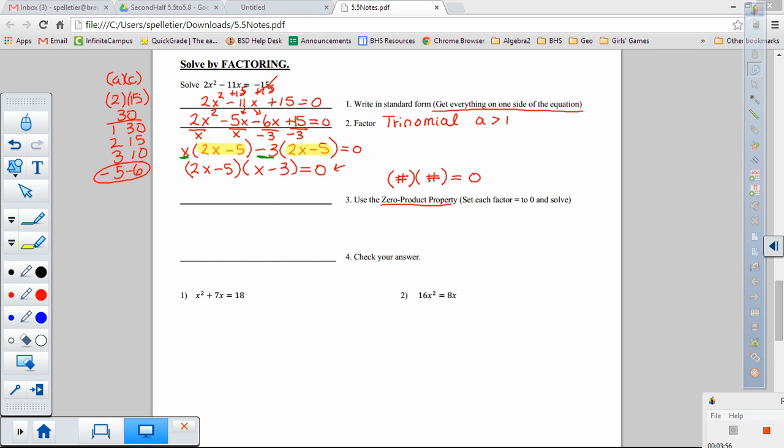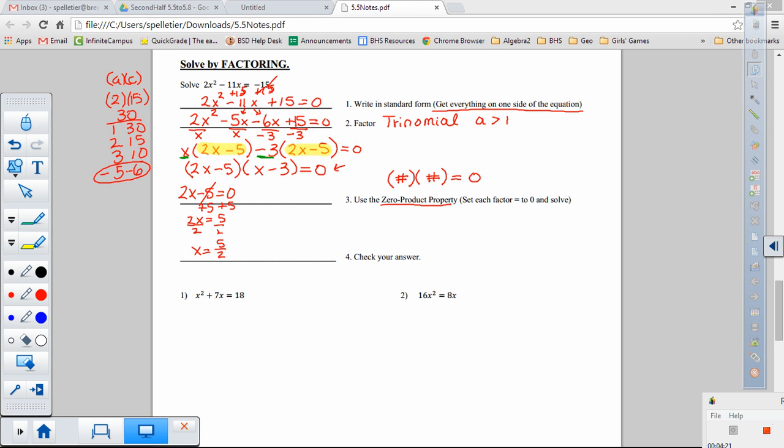So we're going to figure out, if the first parenthesis is the one that gives us the 0, what would x have to be? We're going to say to ourselves, 2x minus 5 is the one that equals 0. What would x have to be? And I'm going to solve. So I'm going to add 5, right? And I'm going to get 2x equals 5. And then I'm going to divide by 2, and x equals 5 over 2.